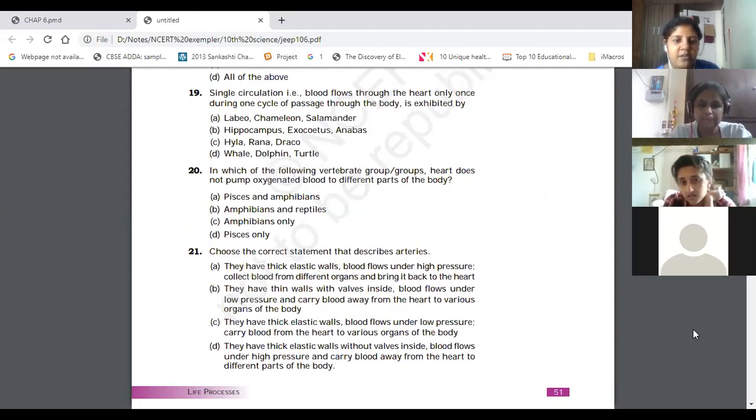Choose the correct statement that describes arteries. They have thick elastic walls, blood flows under high pressure, and collect blood from different organs. No, they don't collect blood from different organs. They have thin walls, completely wrong there itself. No need to read the further part. C option, they have thick elastic walls, but blood flows under low pressure. Gone. Then they have thick elastic walls without valves inside. Blood flows under high pressure, carries blood away from the heart to different parts of the body. So option D is the right option.